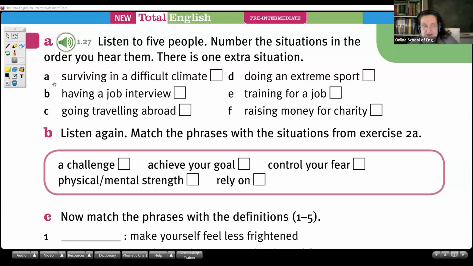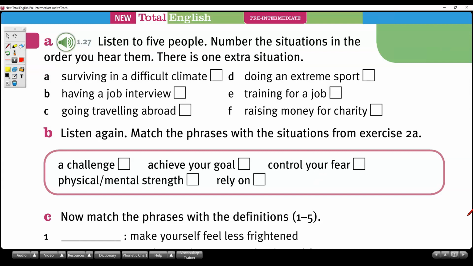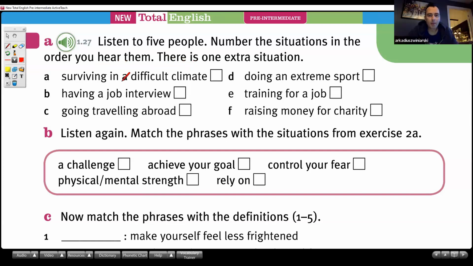So I need a volunteer to read situation A. What does A say? Anyone volunteer to read? Yes, go ahead. Surviving in a difficult climate. Very good. Everybody repeat, climate. Climate. Very good.